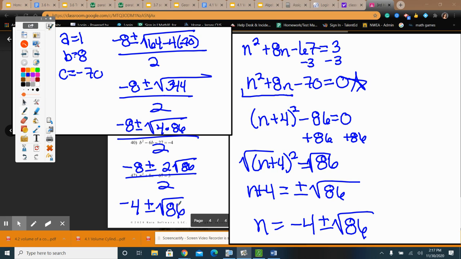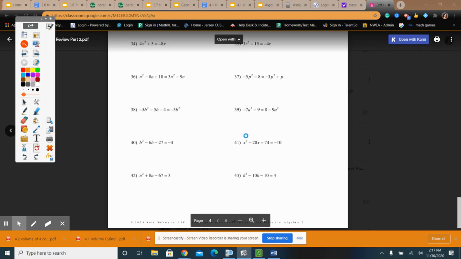Okay, so that's solving. If you want to look at these next ones, you can. You might want to save them closer to the test if you need to. So that's the first part of the video.